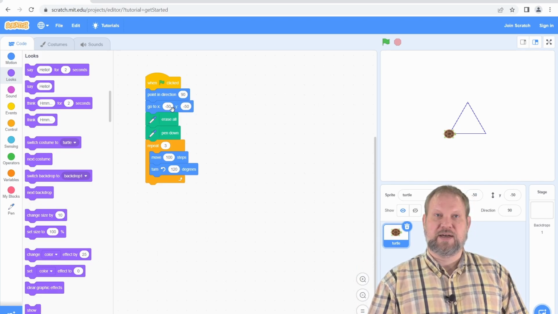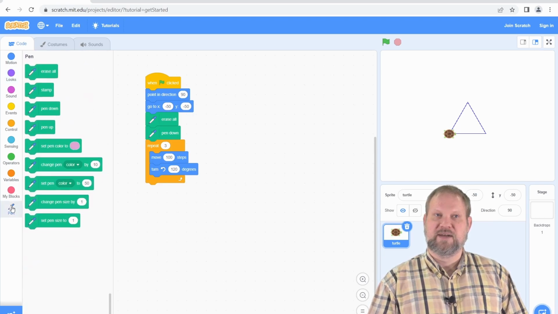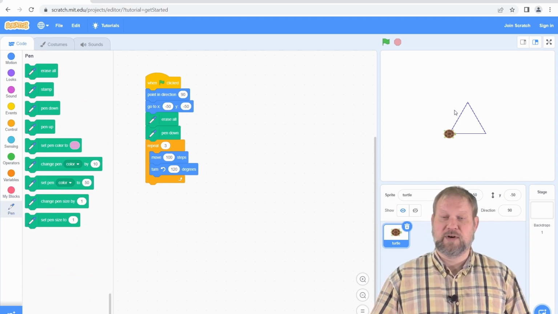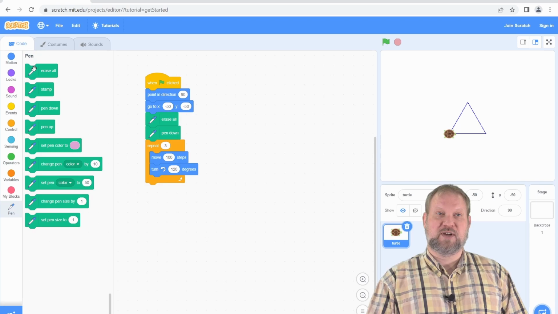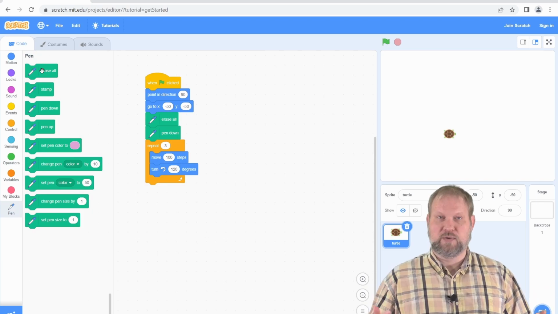Then we have the go to X and Y, and we have -50, -50. So that's moving us in our coordinate system to a position that's 50 units, or steps, down from the origin and 50 steps backwards from the origin. Then we have this erase all block, which is one of our pen blocks that we added here. You can think of this Scratch surface, or the stage, as a whiteboard, and the pen as being a whiteboard marker. So the erase all, you might think, is going to erase that whiteboard and bring us back to a pristine state. If we double click on that, it will erase it.